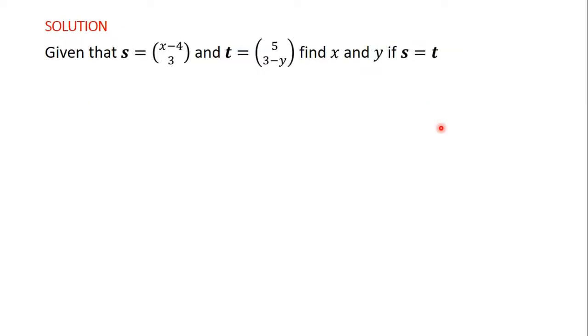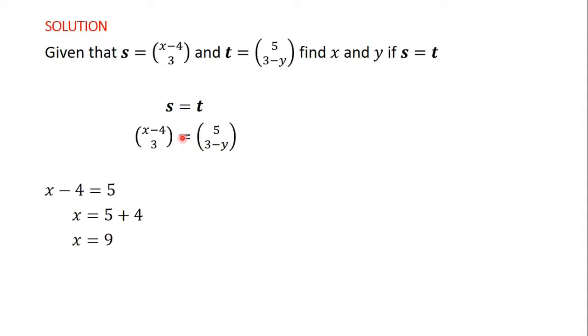So we pick the first one. We have s to be equal to x minus 4, 3. Then t is 5, 3 minus y. The question says that vector s is equal to vector t, as you can see here. Now, because vector s is equal to vector t, we can say that x minus 4, 3 is equal to 5, 3 minus y, because this is vector s and this is vector t. We have learned that if two vectors are equal, then what it means is that the x component of one is equal to the x component of the other.